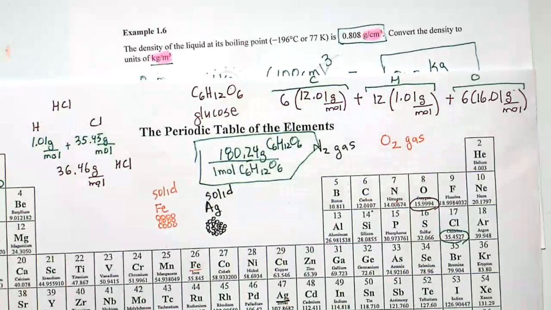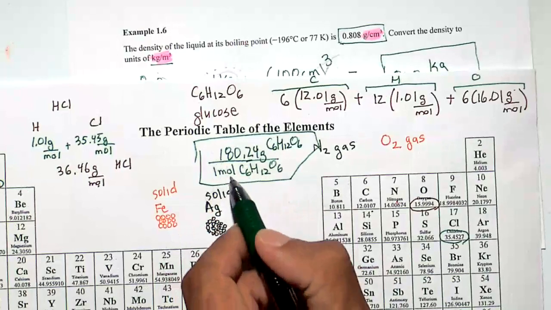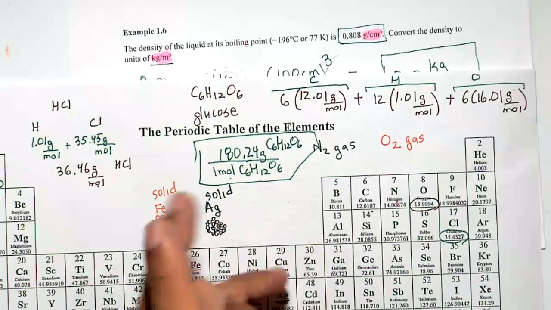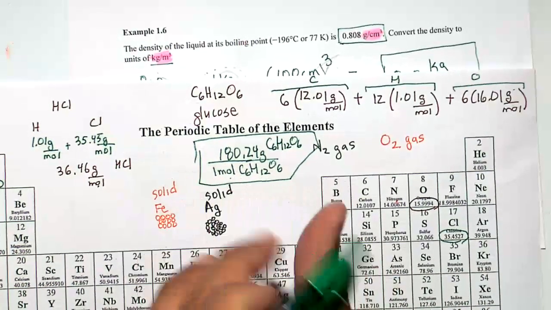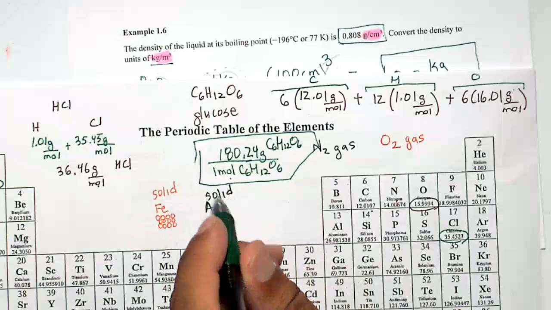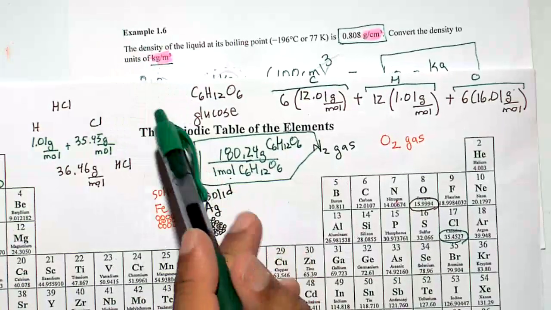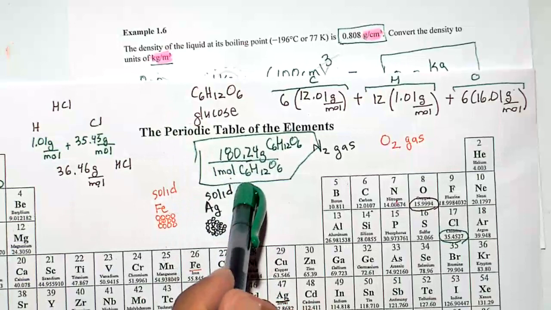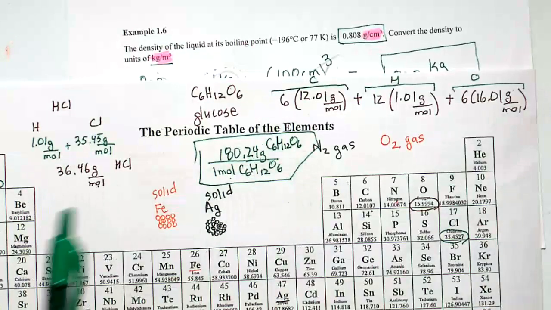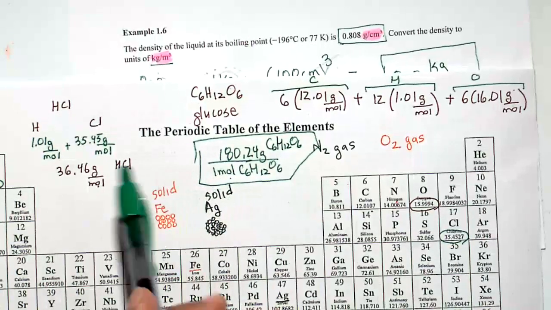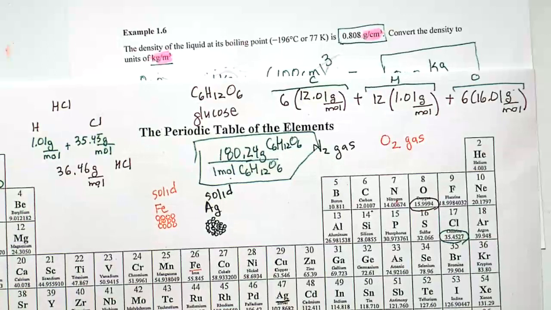So if I go to a scale and weigh out 180 grams of glucose, and I give it to you, how much glucose did I give you? 1 mole. Okay, 1 mole. So if I give you 180.24 grams, David and all you guys, I gave you 1 mole. They're not the same, but 1 mole is this many grams.